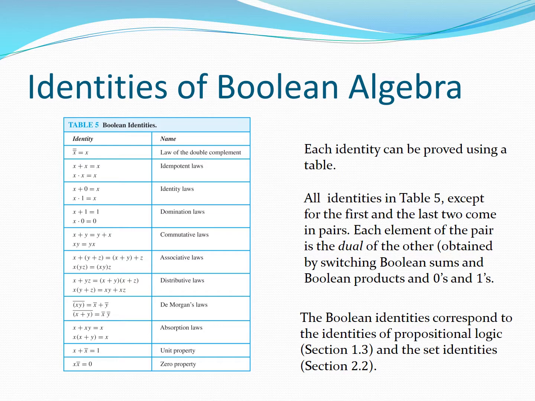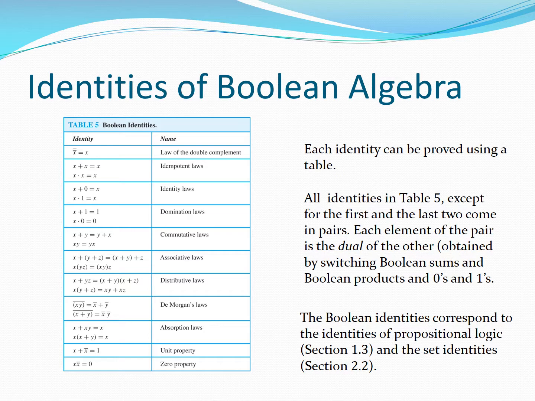The next one that we have is the commutative law. That is, you can add two variables in any order or multiply them in any order. And then you have the associative law that tells you that if you add two variables and then add the third variable, or you add the second and the third variable and then add it to the first variable, it's the same thing, and the same holds for the product as well. Now the next one is called the distributive law. Then we have De Morgan's laws, exactly as in your propositional logic and your set theory. You have your absorption law, then you have your unit property and zero property.